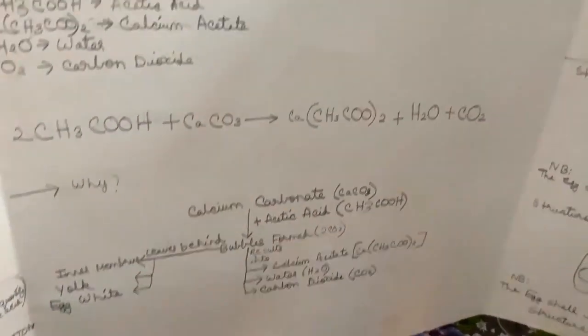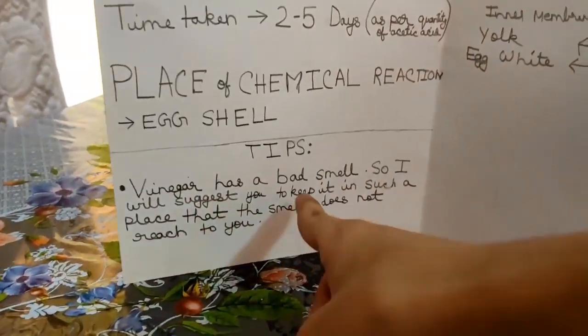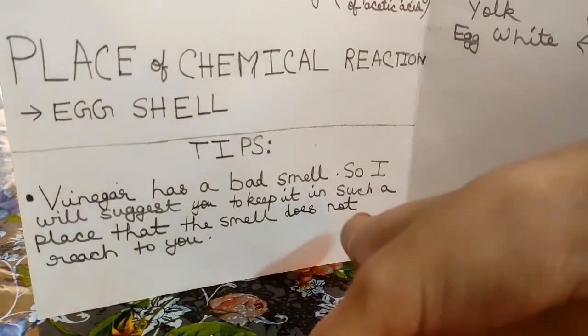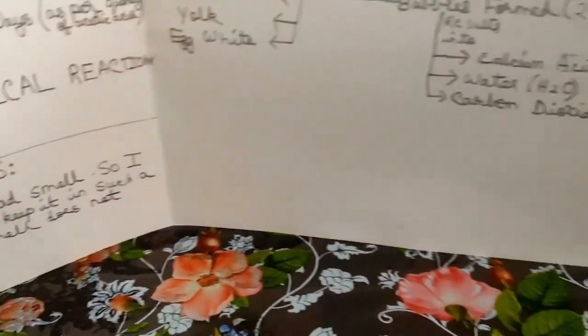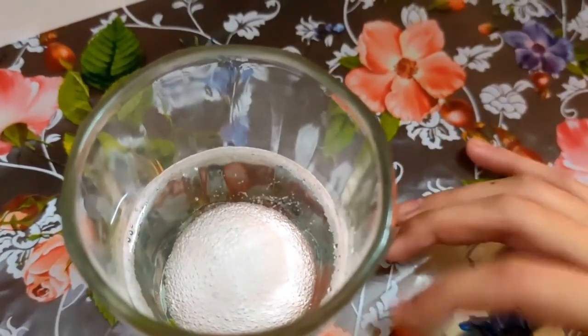I have noted down my observation, which is: dip the egg in vinegar, egg immersed completely. I have some tips for you all. Vinegar has a bad smell, so I will suggest you keep it in such a place that the smell does not reach you. So that is from day one. I will keep this egg untouched for the remaining day, and tomorrow I will see what changes have been observed.